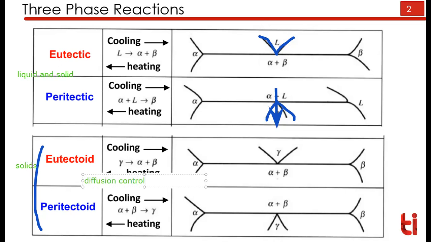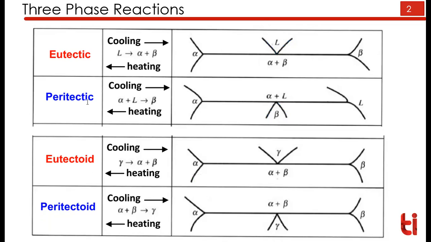And here they are diffusion controlled, because in solids diffusion is very sluggish. Very slow, I can say. Okay. It is difficult. Diffusion of atoms is very difficult. Very sluggish diffusion. Whereas in liquids they are a little faster compared to diffusion in solids.